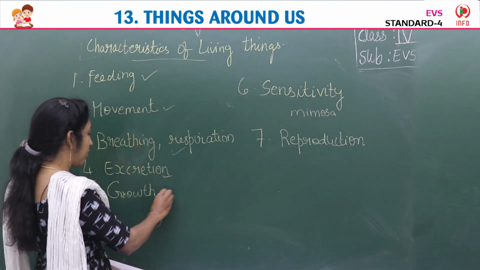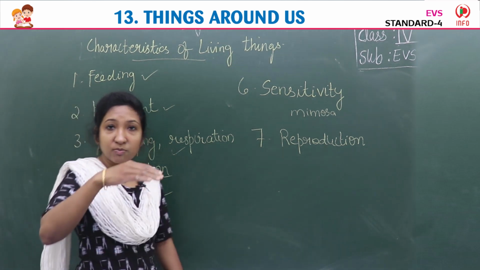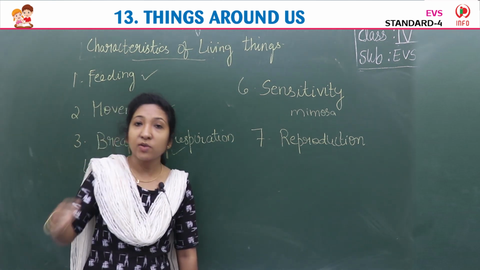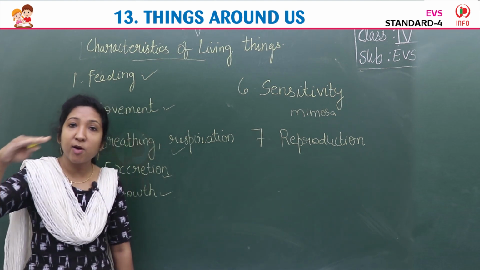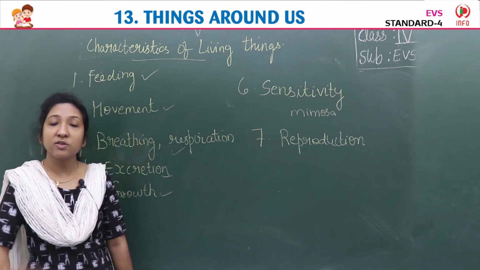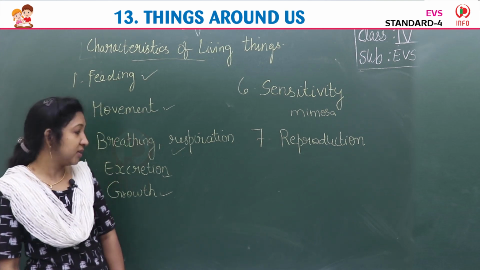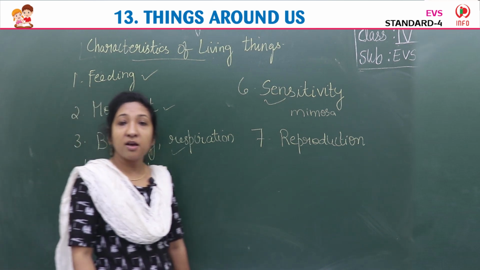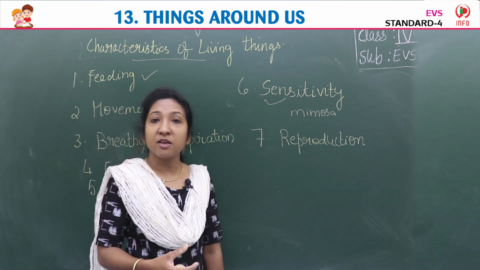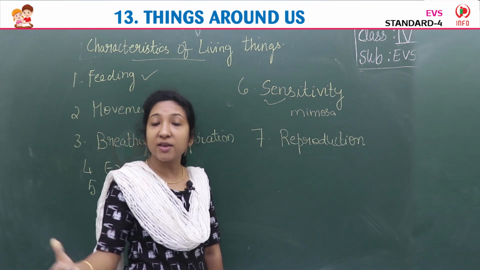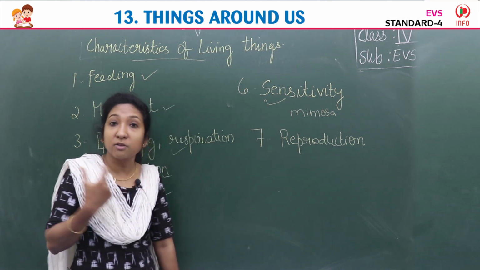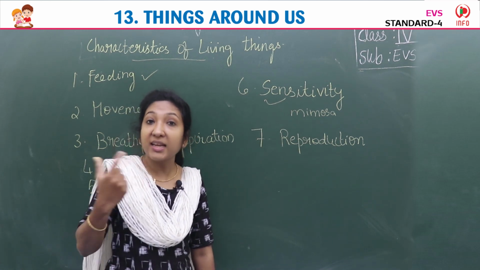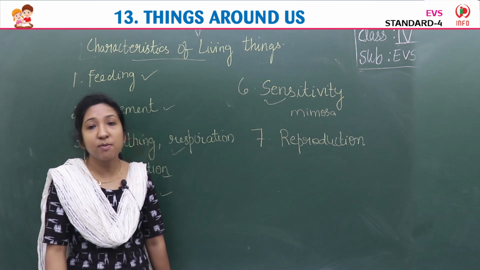Next is growth. Like a small baby grows into a young boy or girl, then into a man or woman. A kitten grows into a cat, a small seed into a small plant, a plant into a big tree. So this is the step of growth. Sensitivity. Sensitivity means if anyone touches us, we feel. If we touch a hot object, we feel it. So we are feeling the cold or the heat. We respond to that, or we react. In the same way plants and animals also react.